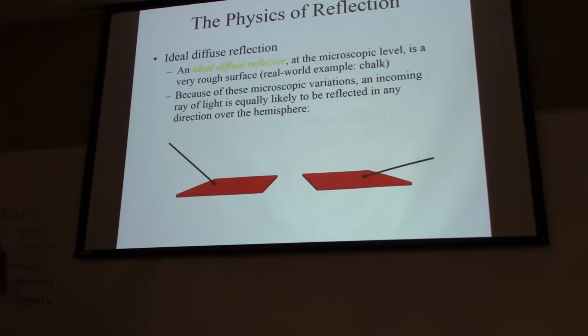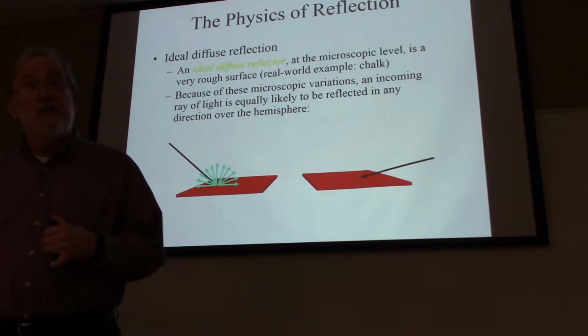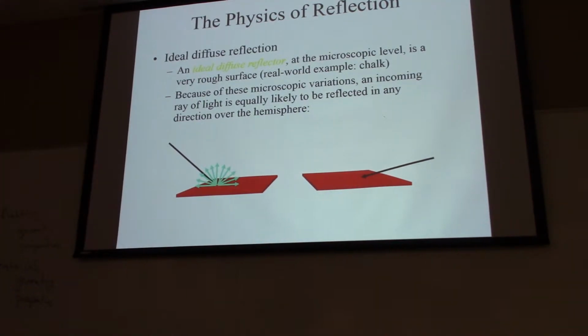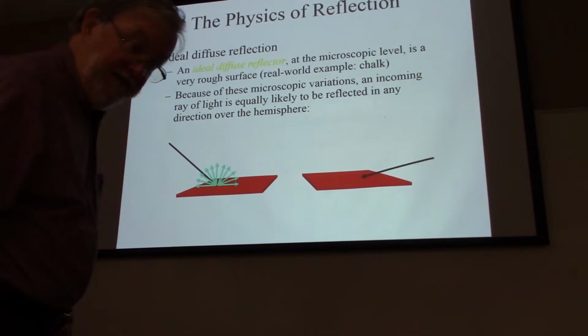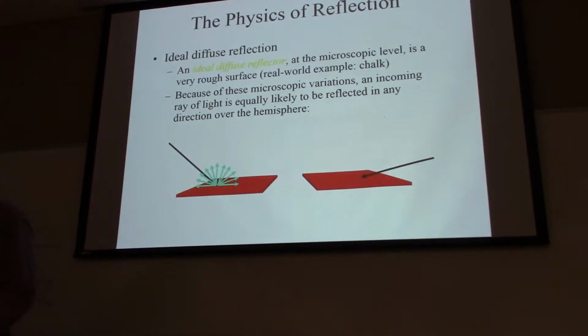I'm talking about reflection. Light comes in, it bounces off in all directions. The reason for the diffuse reflection is because of the texture of the surface. The more rough the surface, the more diffuse the reflection is. Smoother the surface, there's still a diffuse component to it, but the more likely it is to look like a mirror-like surface.